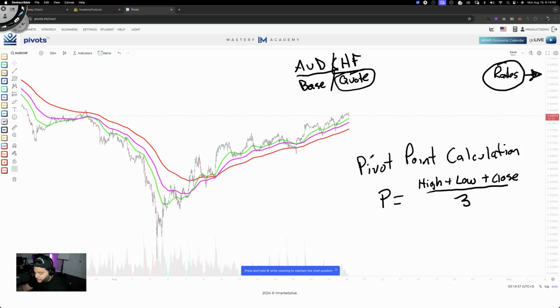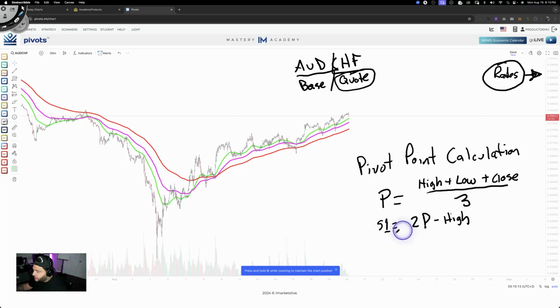Okay. Now, here's a couple more for you over here. Okay. So support 1. All right. And support 2. Resistance 1 and resistance 2. So we're going to do S1, R1, S2, R2. Okay, so that's what we're going to do. So S1 is support 1. And how we're going to find that, all right, is 2P. Okay, so 2 times the pivot point minus the high.